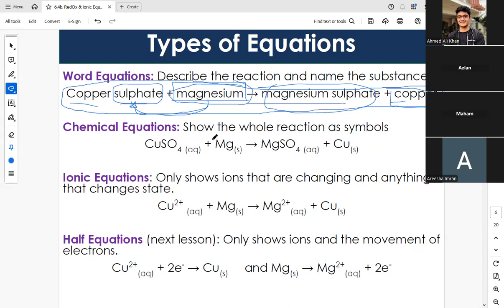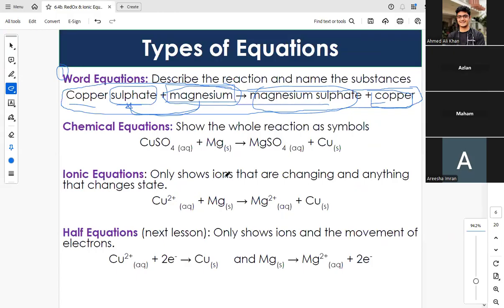Okay, so these are word equations. The second type of equations are chemical equations. This shows the whole reaction as symbols. These are the type of equations which you normally use. So copper sulfate reacts with magnesium, forming magnesium sulfate and copper. The fourth type of equations are known as ionic equations. In ionic equations, what you do is you open up each ionic compound and split it up into ions.